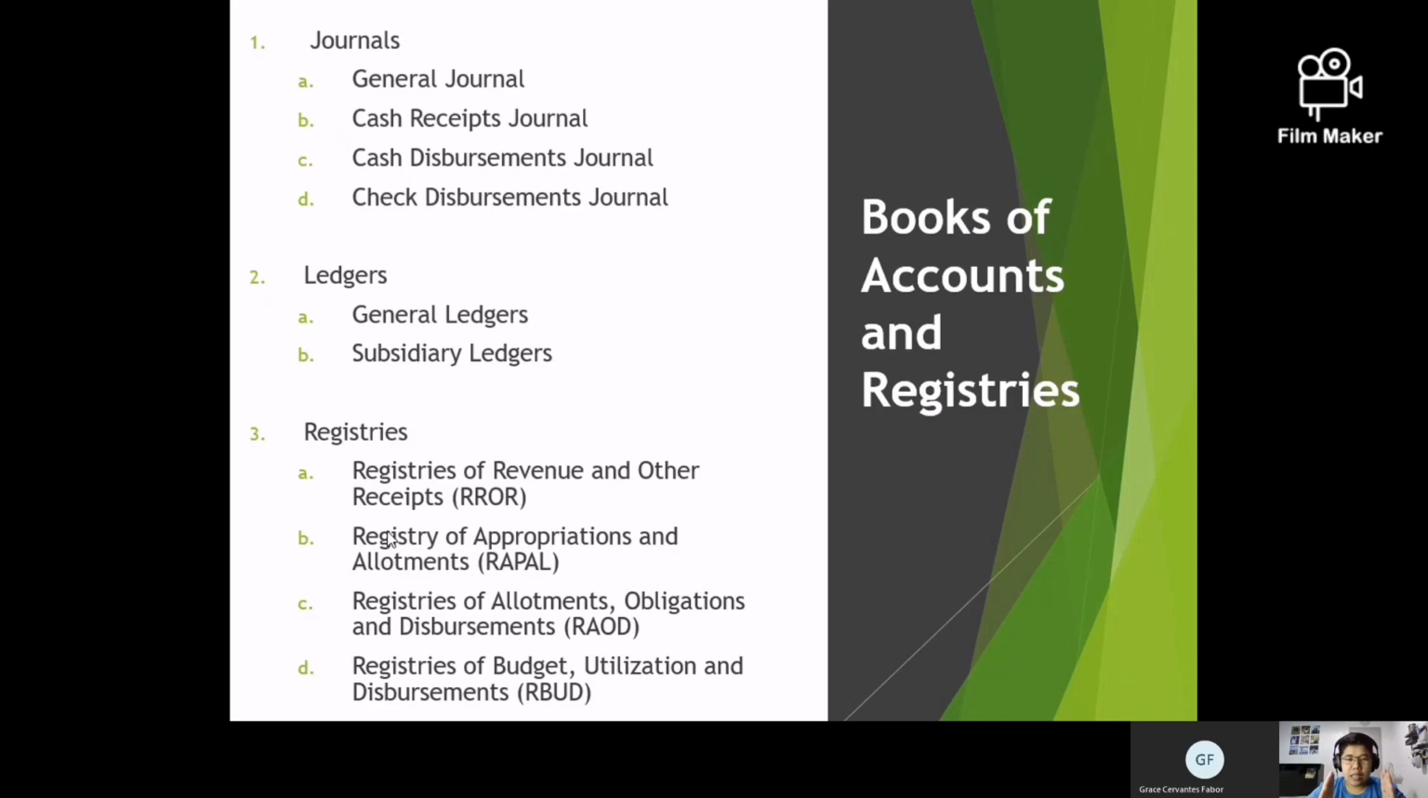And then next we have RAPAL. Here is my tip for the registries. The registries are used only according to their names. For example, RAPAL is the registry of appropriation and allotment, meaning you will only use this registry when there is appropriation and allotment movement. So, what do we use RAPAL for? It is to monitor appropriations and the allotments charged thereto.